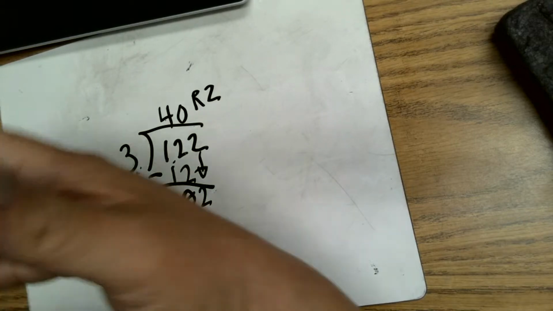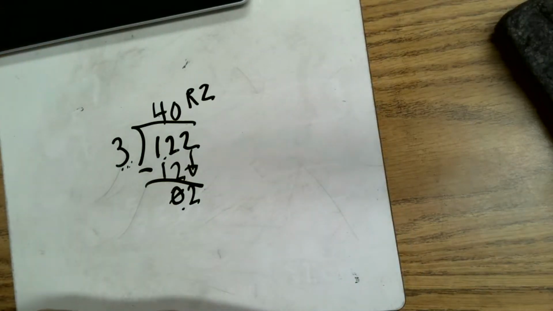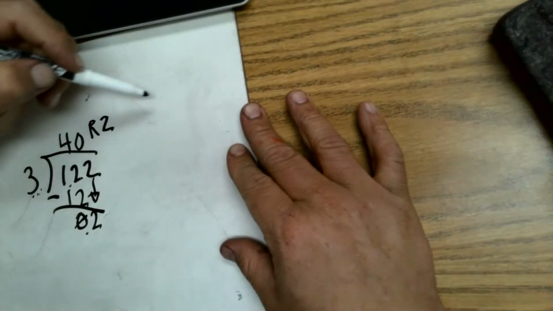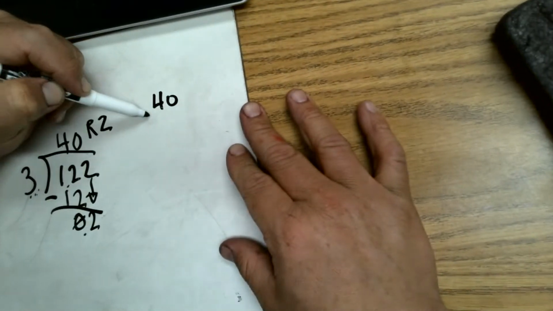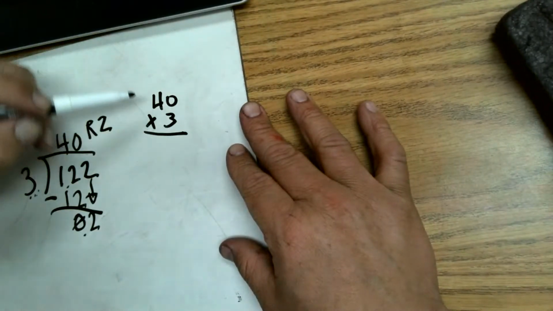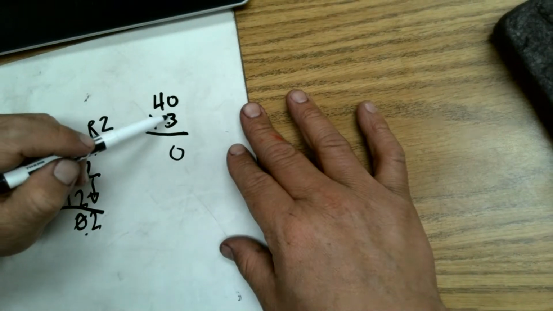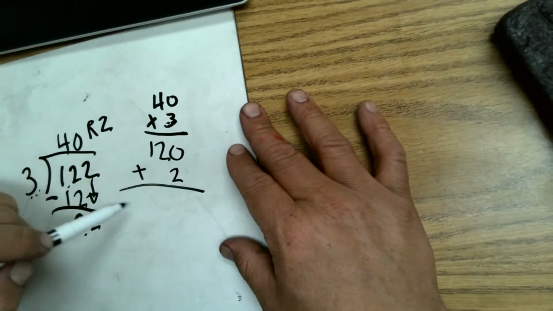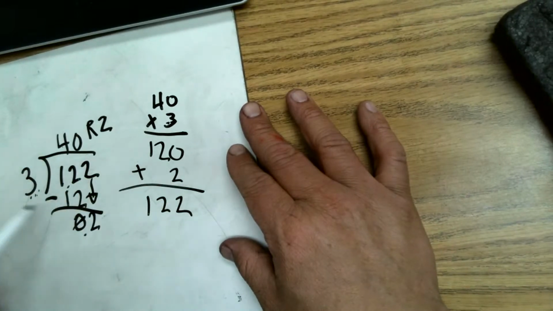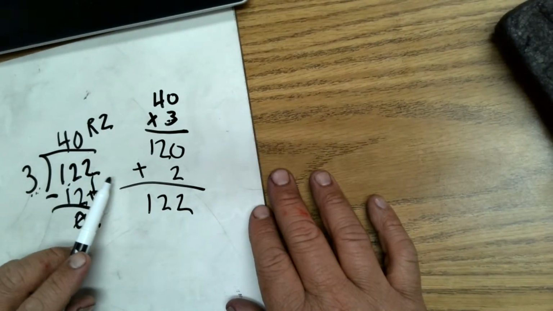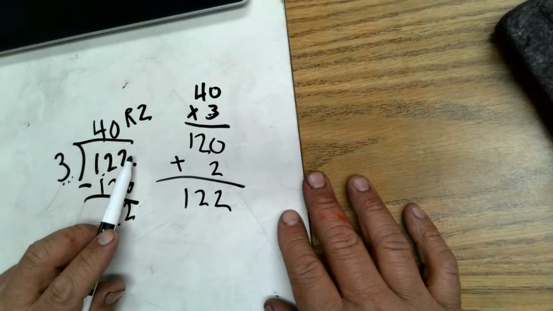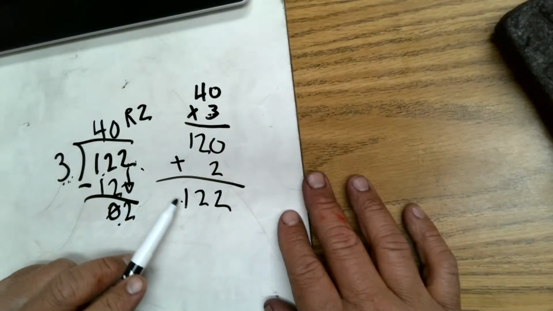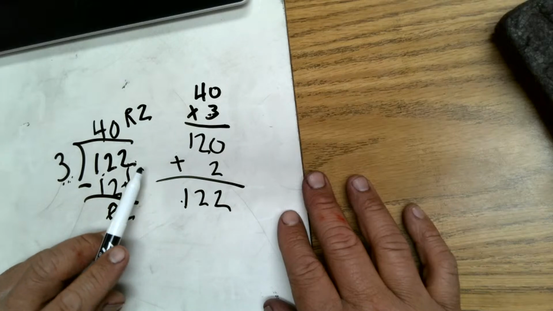How can I check it? You're like, Mr. Cox, I'm not sure if my math is right. Take 40 times 3. 0 times 3 is 0. 3 times 4 is 12. Now add my 2. If that matches the number that you started with, then you know you did it the correct way.